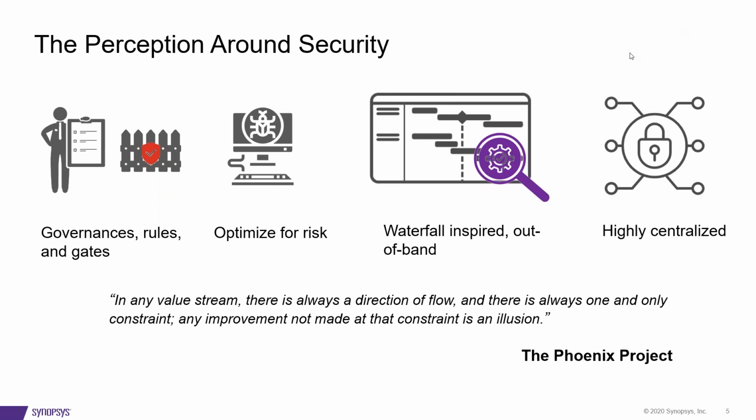That brings us to another quote from the book, that in any value stream, there is always a direction of flow, and there is always one and only constraint. Any improvement not made at that constraint is an illusion. I love this quote because it highlights a critical aspect in shaping security practices as organizations chase after agility and speed of application delivery. In the context of the situation described in earlier quotes, it highlights that the security practices were considered one of the reasons slowing down the SDLC and thus needed improvement.